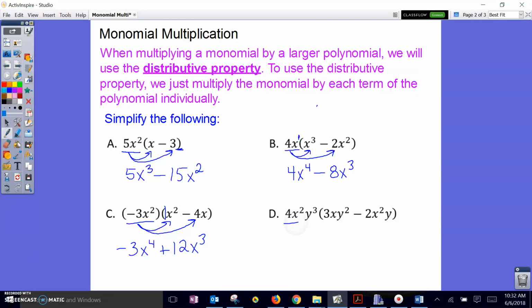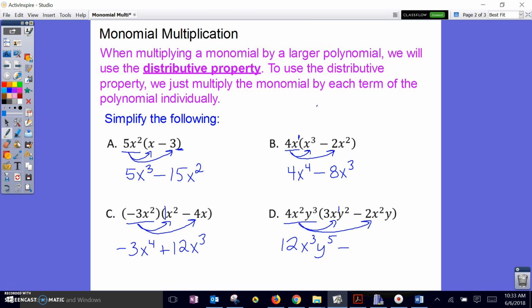Alright, part D, we're going to take this, distribute it through both terms, multiply the numbers. 4 times 3 is 12. Multiply the variables. X squared times x to the first. Add the exponents. 2 plus 1 makes that x to the third. And y to the third times y squared is going to be y to the fifth. 3 plus 2.